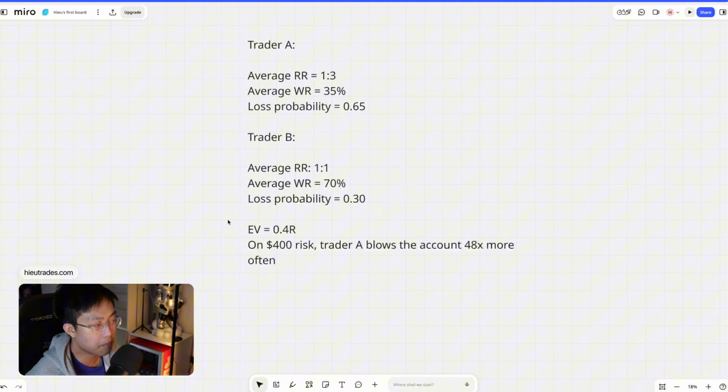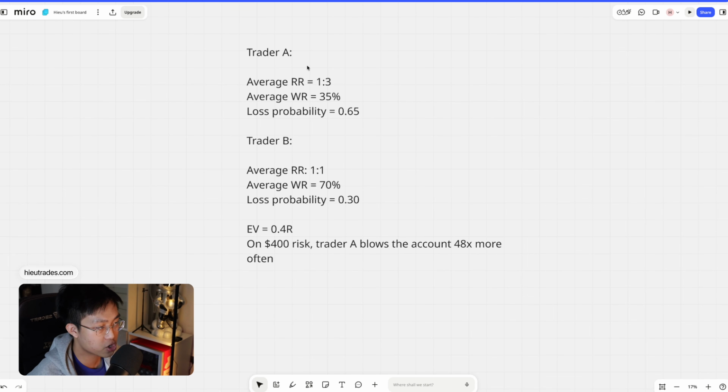So now moving on to some maths here, we have 2 traders. Trader A, the average risk to reward is 1 to 3, average win rate is 35%, and the loss probability is of course 1 minus 0.35. The losing rate is 65%. Whereas with Trader B, the average risk to reward is 1 to 1, average win rate is 70%, loss probability is 0.3 or 30%.